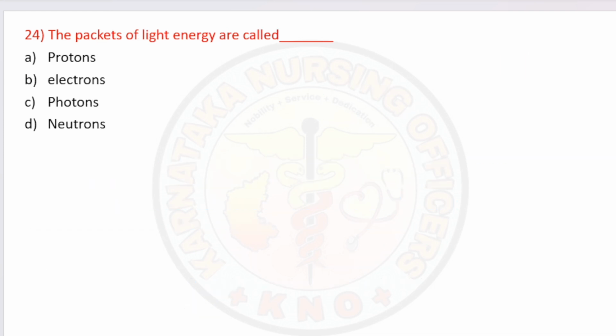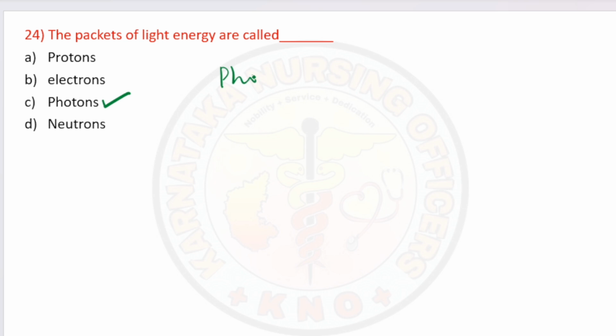So next question. The packets of light energy are called dash. The options are protons, electrons, photons, and neutrons. So the correct answer is option C. Photons is the correct answer.